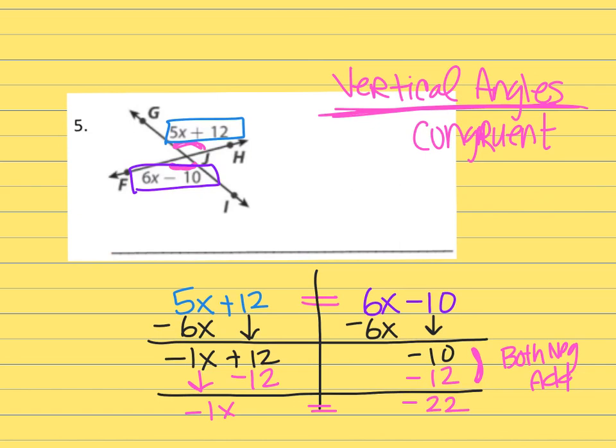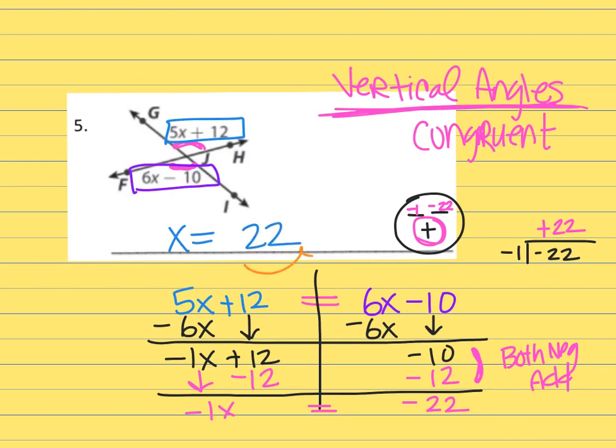Then the final step for this one would be divide. I'm kind of running out of space because I wrote super big, but I would do negative 1 divided into negative 22. And two negatives, when they divide together, remember I've used this symbol before, so I would have negative 1 here, negative 22 here, so my leftover would be positive. My answer would be positive 22. I would come over here and say the value of x is 22 for my final answer.